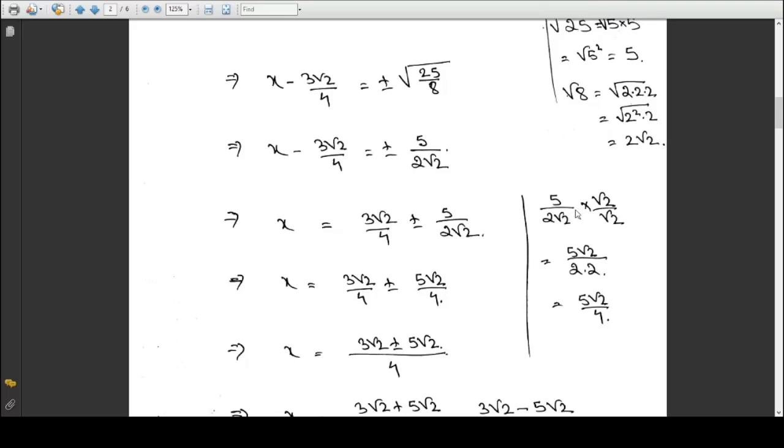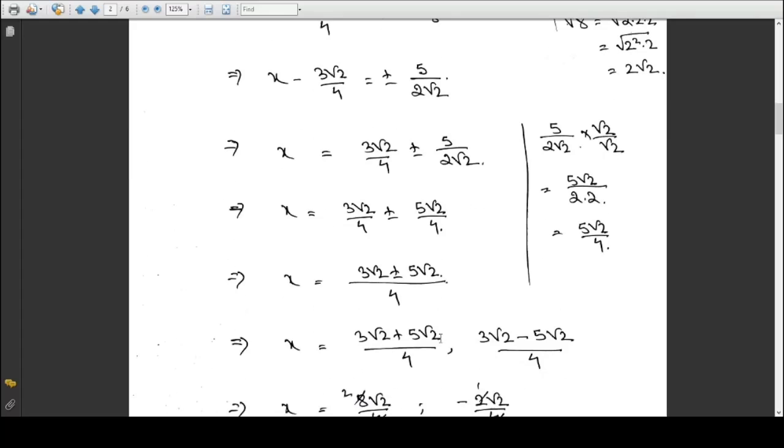To rationalize the denominator you have to multiply by root 2 both on the numerator and denominator. On multiplying with root 2 by root 2, 5 multiply root 2 is 5 root 2, and then in the denominator you have 2, and then root 2 multiply root 2, you will get root 2 square, which is 2, which gives us 5 root 2 by 4. Okay, this 5 by 2 root 2 you can simply write as 5 root 2 by 4, which gives us the LCM of 4 and 4 is 4 itself. Now if you divide you will get 1. If you multiply you will get the same thing, that is 3 root 2 plus minus 5 root 2.